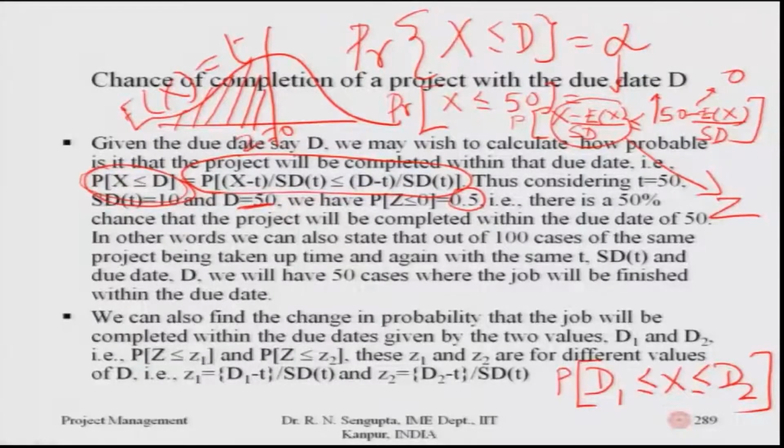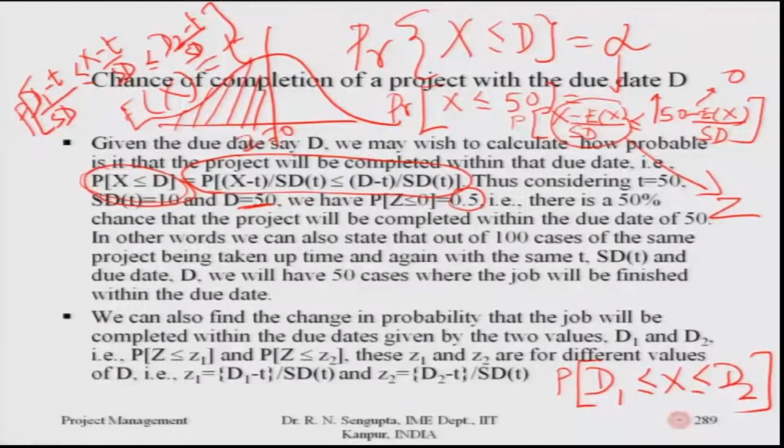Again going through the same simple concept of the central limit theorem and the standard normal, I will now write down the formulas, which would make very simple sense to all the students who are well versed in the concept of probability. So, it will be d1 minus t, which is the expected value, divided by the standard deviation, less than or equal to x minus t by standard deviation, which is less than or equal to d2 minus t by standard deviation.